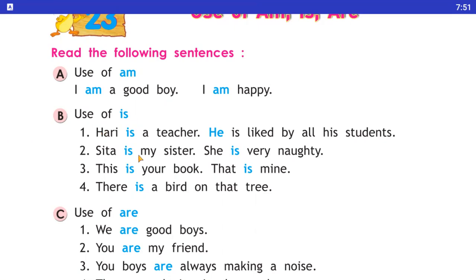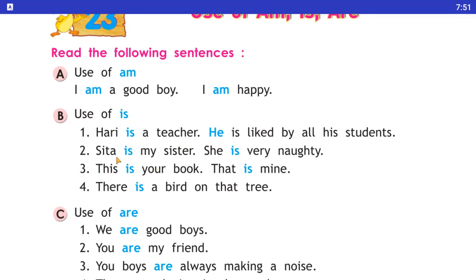Use of is. Is is used with third person singular. It means, देखो हम किसके साथ use करते हैं? जो singular चीज होती है, जैसे कि he, she, it और names Hari, Sita, this is a, there is a, ठीक है? अगर कोई भी एक single चीज है, single person है ना singular, उसके साथ हम इज का यूज करते हैं. लाइक दिस, हरी इज अ टीचर. हरी एक है ना और वो टीचर है ना. हरी इज अ टीचर. ही इज लाइक्ड बाय ऑल हिज स्टूडेंट्स. उसको सब कौन पसंद करते हैं? उसके सारे स्टूडेंट्स उसको पसंद करते हैं.